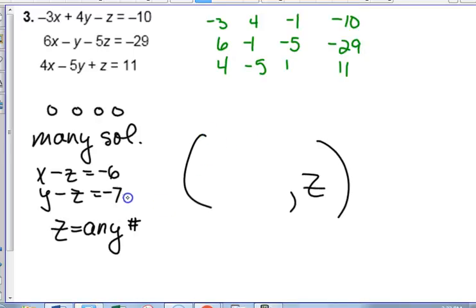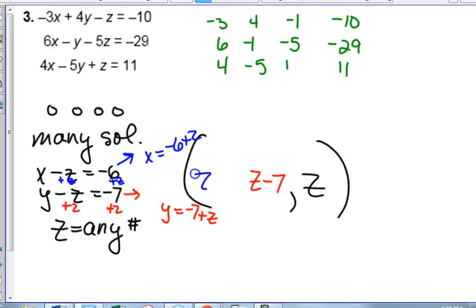And how do we get this to say y by itself? Add z. And we'll have y equals negative 7 plus z, or z minus 7. And what if we solve this one for x? We'd add z again. So we'd get x equals negative 6 plus z, or z minus 6. Okay? That's all you have to do. Could you find some points if I asked you to plug some numbers in? Yeah. Okay.